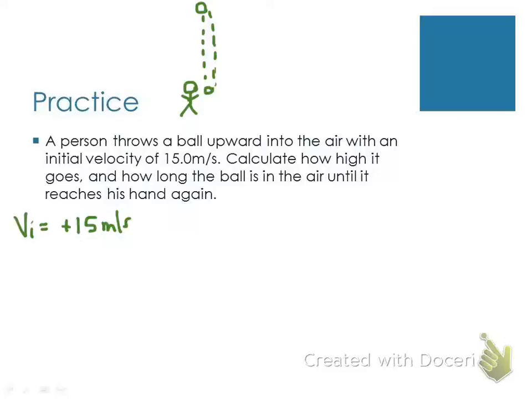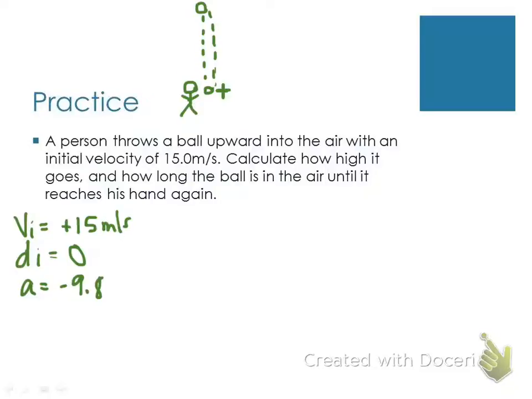Is there anything else that we know? Good. Initial displacement is equal to 0, because my origin is right here, where the motion begins from. So it's at the height of his hand. It's not at the ground, it's at his hand, where the motion starts from, where that object becomes a free-falling object. And you know acceleration. Acceleration is equal to negative 9.8.